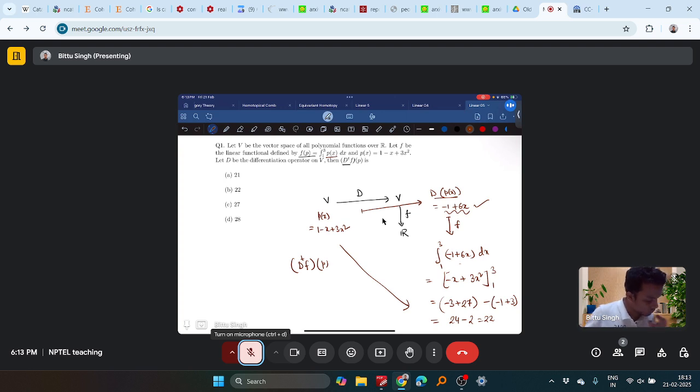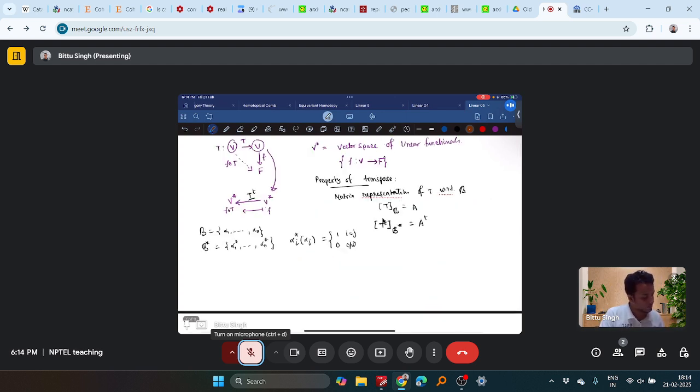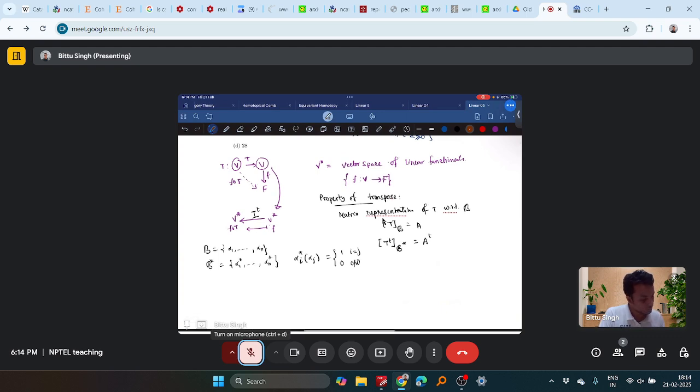I think there is an issue with the notation. No, it is okay. So f is an element from the dual space. It is okay. So by definition, recall this is D transpose f of p. By definition, you can see this is same as T transpose applied on f.